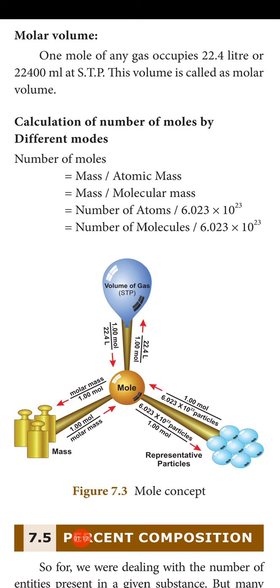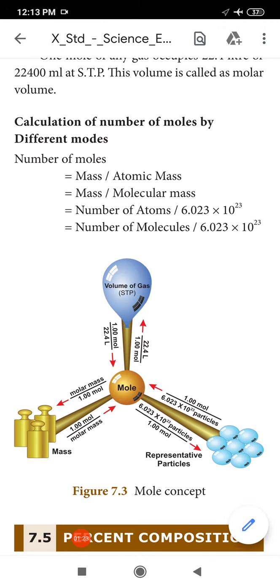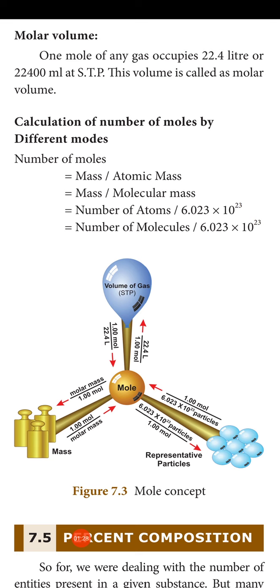If you consider molecules, 1 mole of oxygen molecules will contain the same number of particles, 6.023 × 10^23 molecules, but its mass will be 32 gram, because the molecular mass of oxygen is 32 gram. So 32 gram of oxygen contains 6.023 × 10^23 molecules of oxygen. So this is about the mole concept. 1 mole equals 6.023 × 10^23 particles, and its mass equals the atomic mass or molecular mass of the substance. That's all about the mole concept.